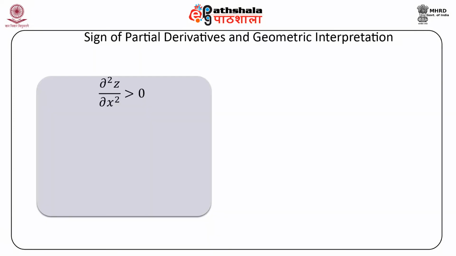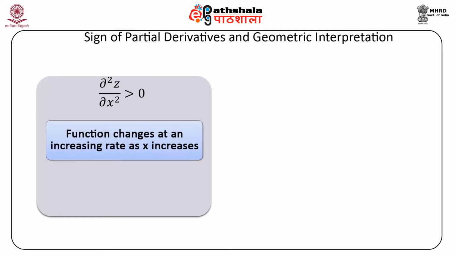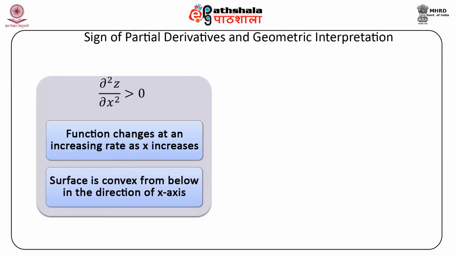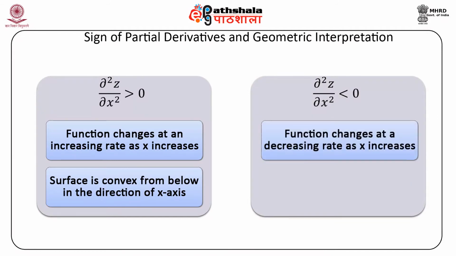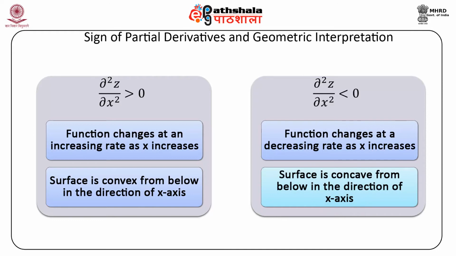If ∂²z/∂x² is greater than 0, then the function changes at an increasing rate as x increases from the given point, and the surface is convex from below in the direction of the x-axis. If ∂²z/∂x² is less than 0, then the function changes at a decreasing rate as x increases from the given point, and the surface is concave from below in the direction of the x-axis.